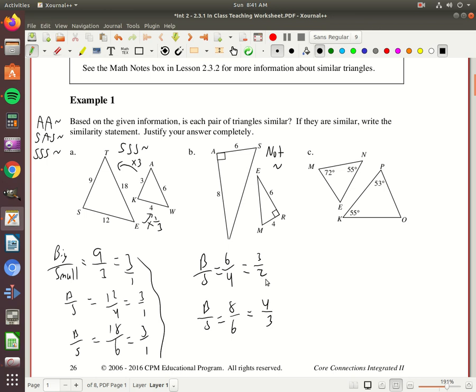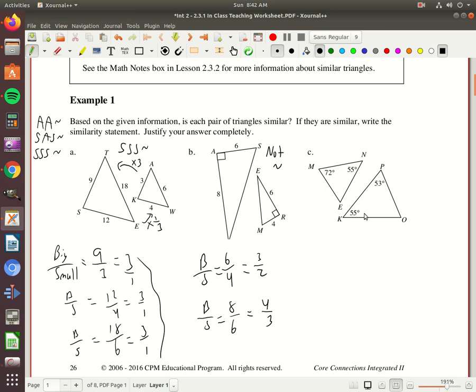And again, if you multiply 4 times 1.5, you get 6. If you multiply 6 times 1.5, you get 9. So these are not the same ratio. They're not the same proportion. So just got to be real careful when we do this stuff.